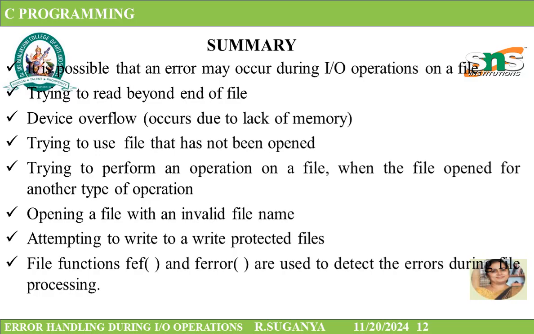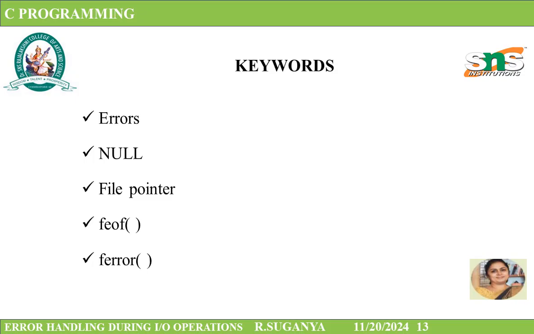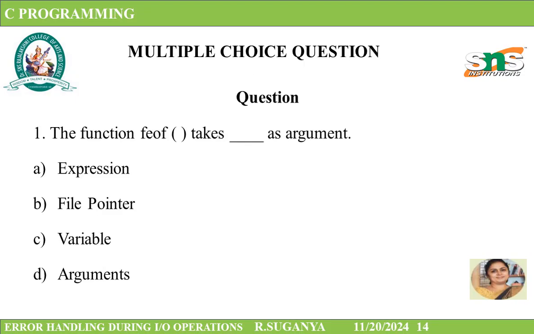So it is possible that an error may occur during input-output operations on a file: trying to read beyond the end of the file, device overflow, trying to use a file that has not been opened, trying to perform an operation on a file opened for another type of operation, opening a file with an invalid file name, and attempting to write to write-protected files. The functions feof and ferror are used to detect errors during file processing. The keywords are error, null, file pointer, and end of file.